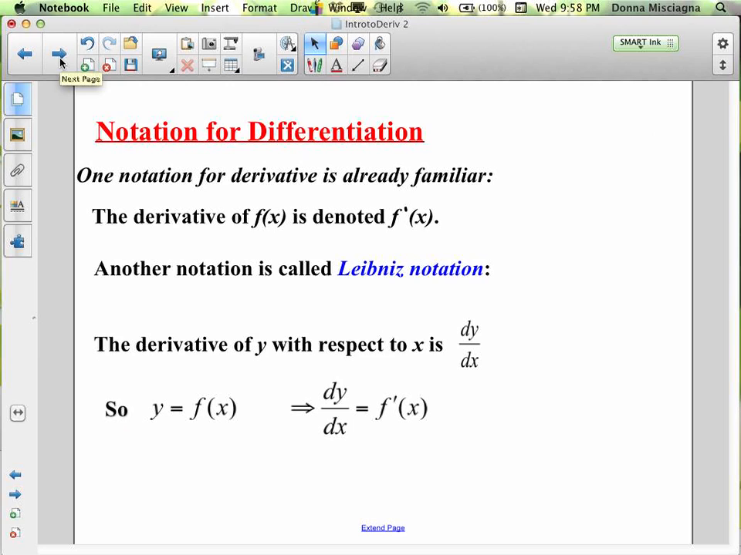So important, one notation for a derivative is already familiar, f prime of x. Another notation is called Leibniz notation, and that's the derivative of y with respect to x, dy dx. We'll be using that a lot as we go on. So if y equals f of x, dy dx is equal to f prime of x. This is our original function, and this is our derivative for that function. So important notation.